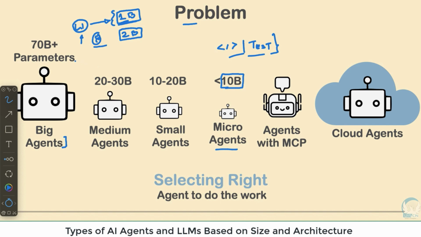There is no hard and fast rule that a big agent needs to have 17 billion parameters. These are just a figure we have put based on our experience of how we categorize or see agents while working with them. So if we have big agents, normally they will have 70 or more billion parameters.